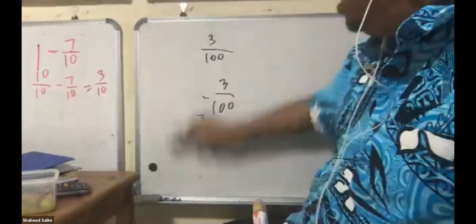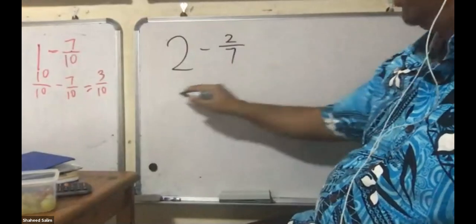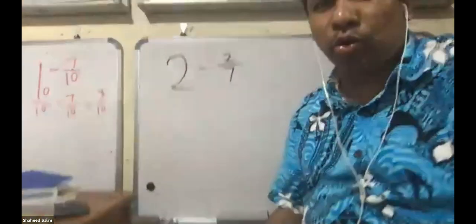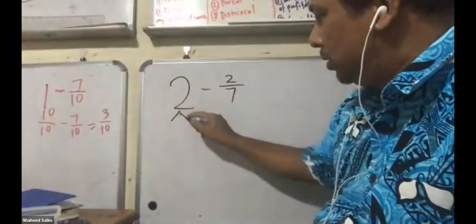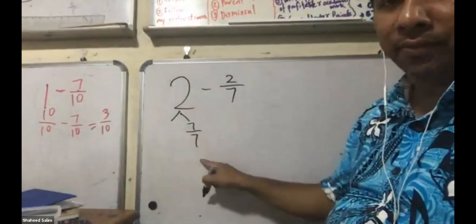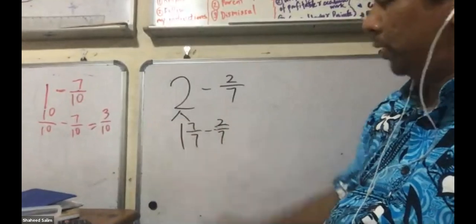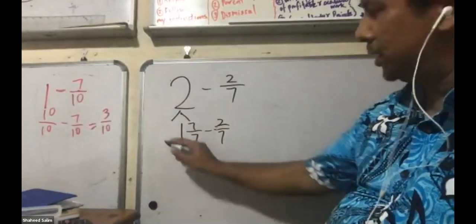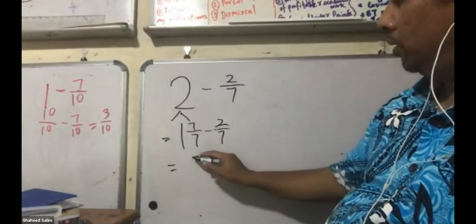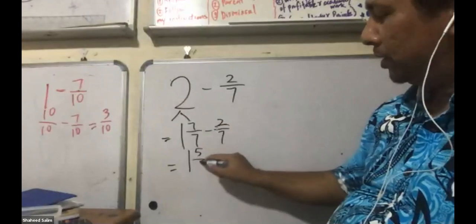So now, if I give you 2 minus 2 over 7. I can do 1, I cannot do 2. So you borrow 1 first. You make it 7 out of 7. Then you minus 2, 5 out of 7. If you borrow 1, you still got 1 left. So now what's the answer? 1 minus 0, 1. 7 minus 2, 5. This is the answer. 1 whole 5 out of 7.